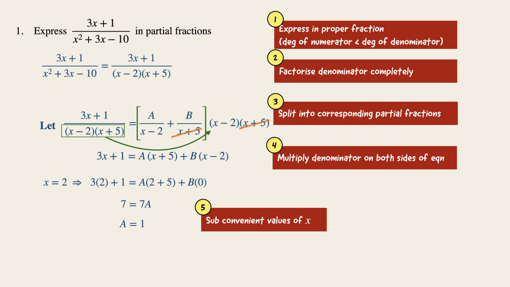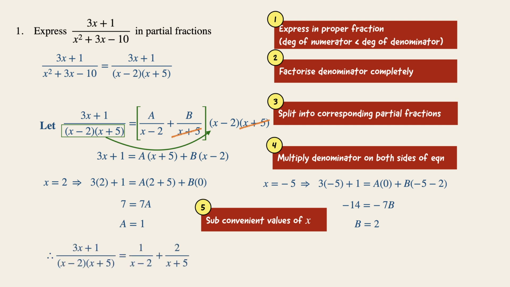Similarly, let's try to substitute x equals minus 5 so that we can eliminate the value of A. When we solve this particular equation, we will then have B equals 2. Now don't forget to substitute the values of A and B back into the partial fractions. Therefore, the partial fractions for the expression is 1 over x minus 2 plus 2 over x plus 5.